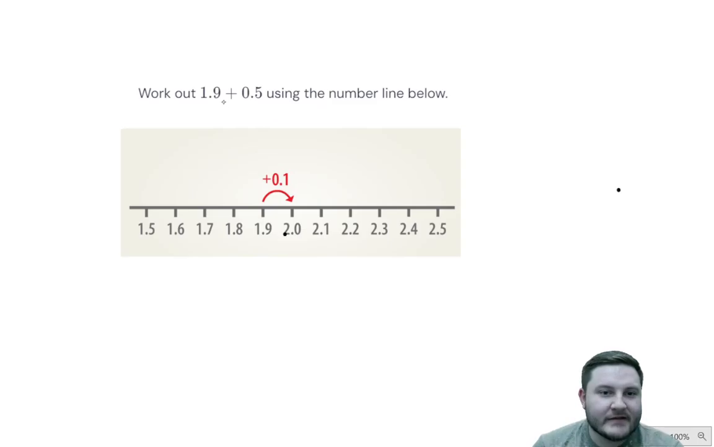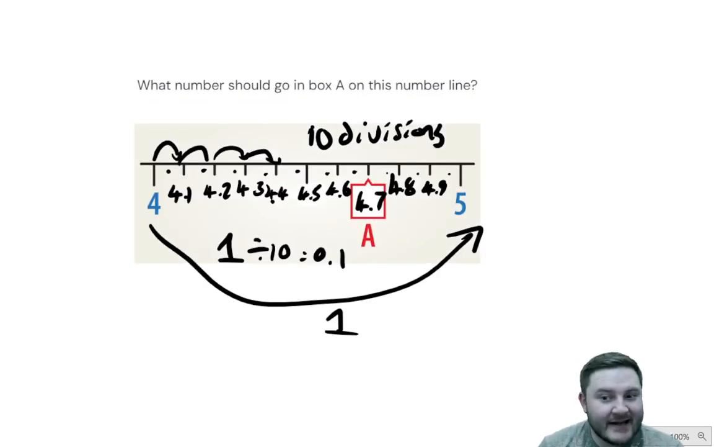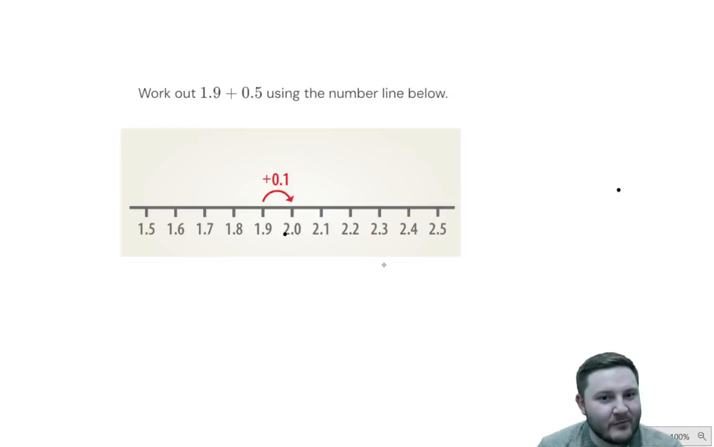So here it says work out 1.9 plus 0.5 using the number line below. Again, another typical maths homework question you might see. And they've already drawn out the number line that would be necessary for this. Again, you might not be given this number line, but you would expect that from the skills that we've discussed previously, students could draw themselves a number line which would be appropriate to work this question out.